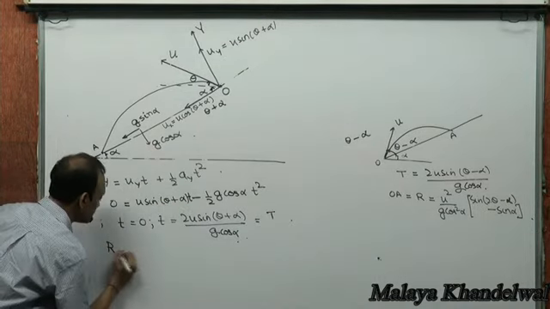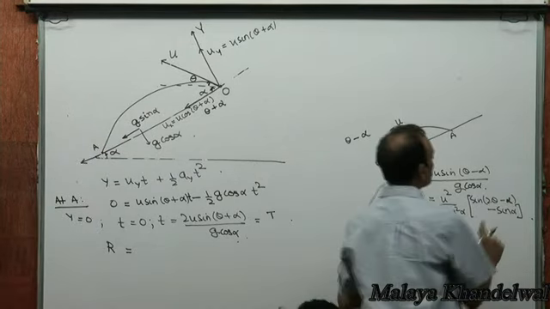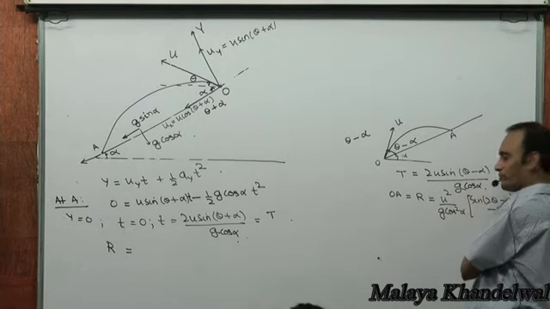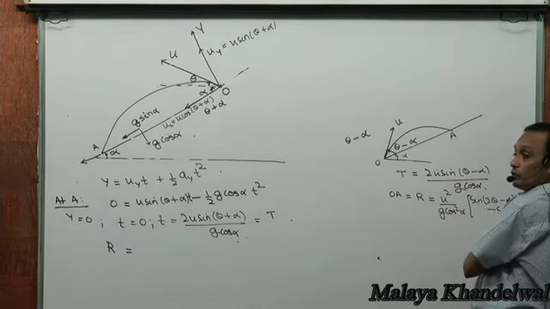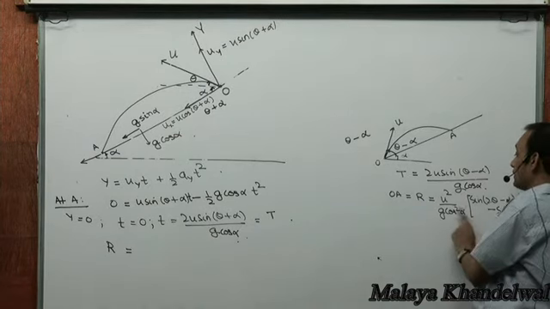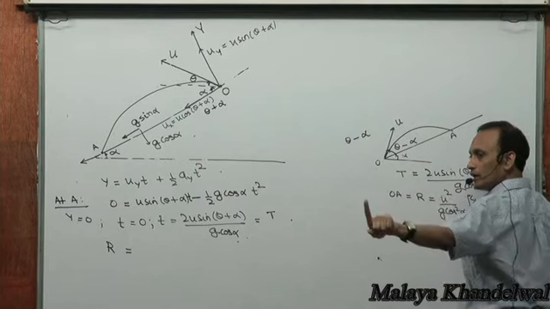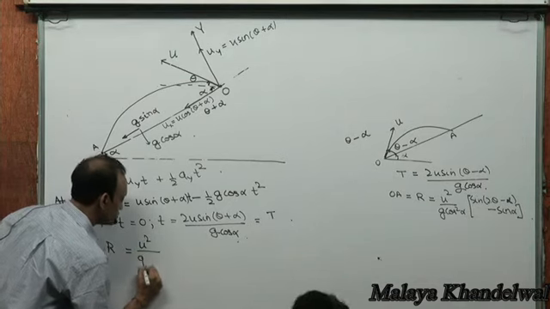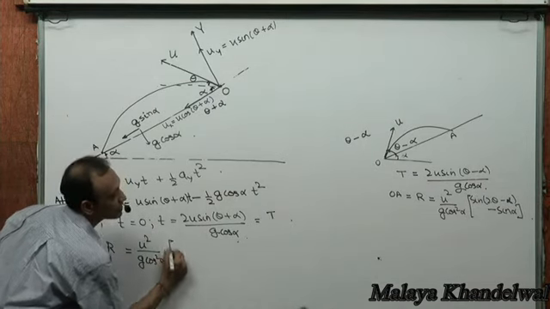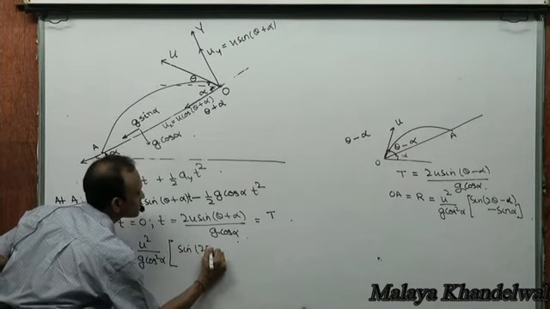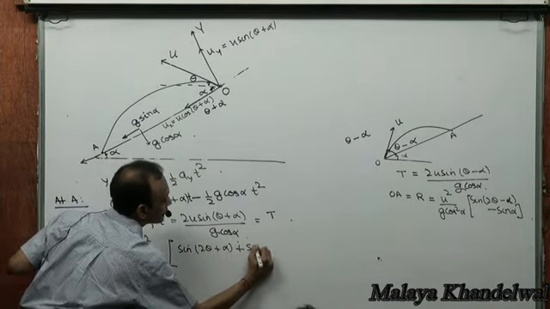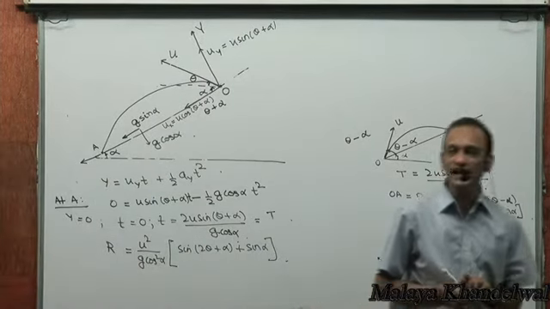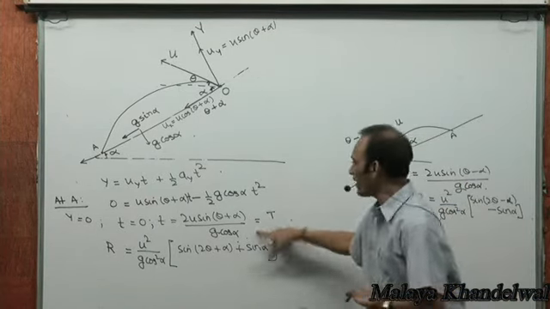Similarly, in this case, the range could have been obtained by replacing alpha by minus alpha. If I replace alpha by minus alpha, this will become sine 2 theta plus alpha, and this will become sine minus alpha, which is minus sine alpha, so this will become plus sine alpha. This will remain cos square alpha only. Clear, na? So the new range is u squared by g cos squared alpha into sine 2 theta plus alpha plus sine alpha. This is range down the plane. This is the time of flight down the plane.